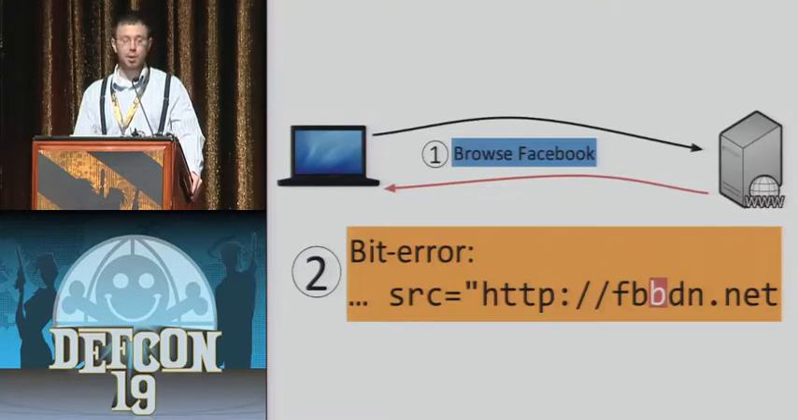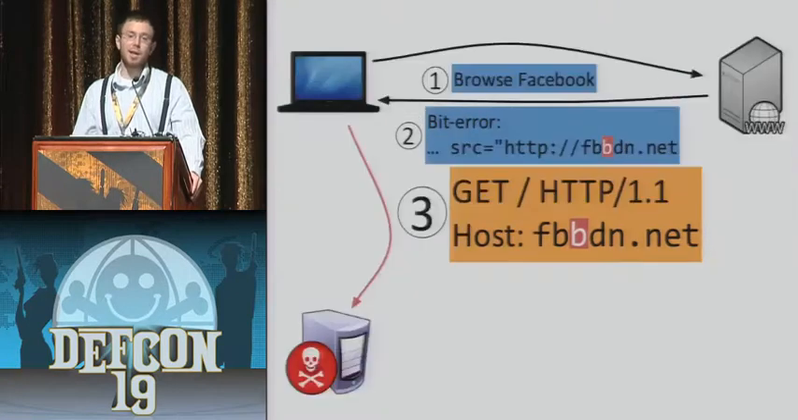Then you will connect to my BitSquat server, and in your host header you will say fbbdn.net because the bit error occurred before you ever looked the domain name up. You are bound to connect to fbbdn.net because the bit error happened in the actual content. And now this content didn't actually have to get corrupted somewhere on the server end. It could have entirely been corrupted in, let's say, the memory of your iPhone.